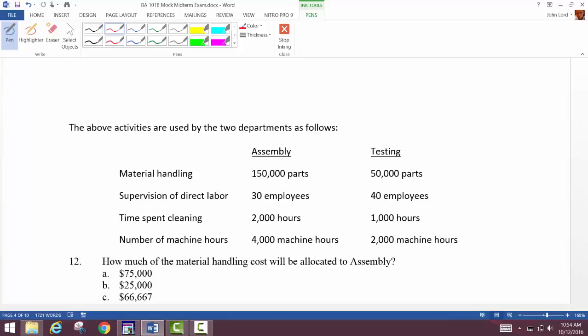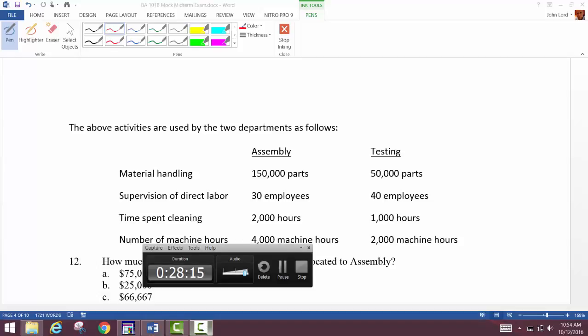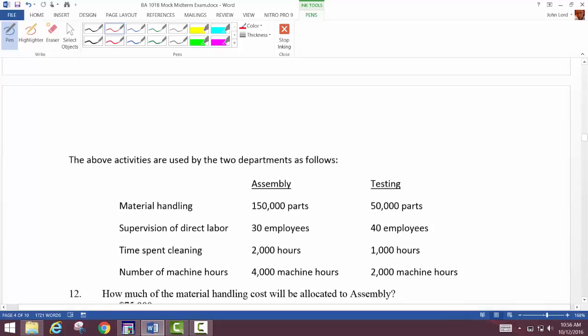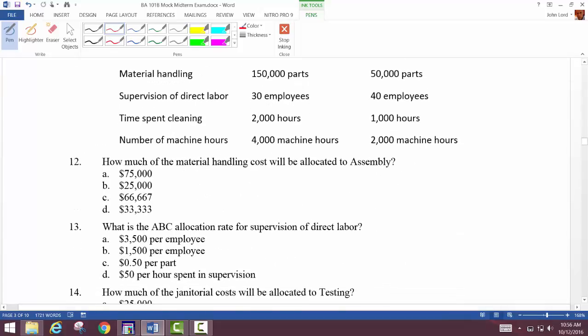All right, so with the ones that I've given you here, more importantly, the ones that I think I've given you in some of the practice midterms, take a look at this one now. They want to know how much of the material handling costs will be allocated to assembly.